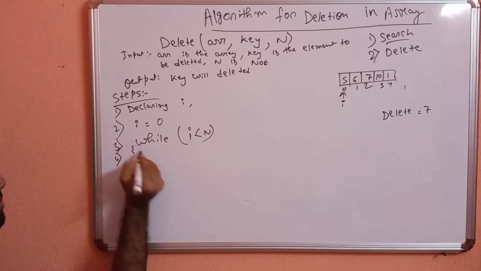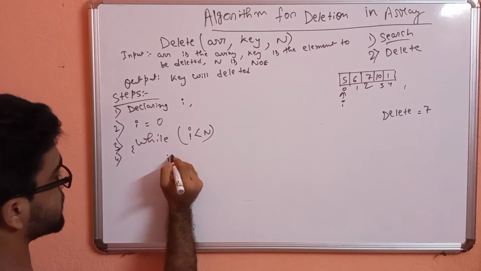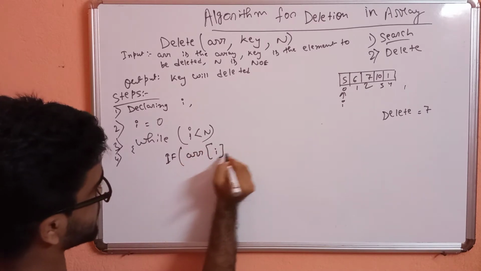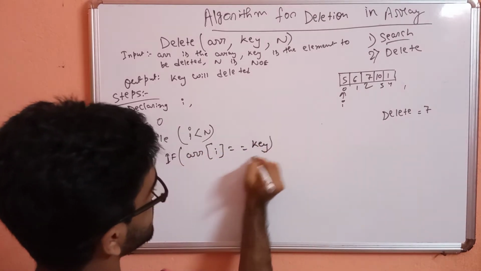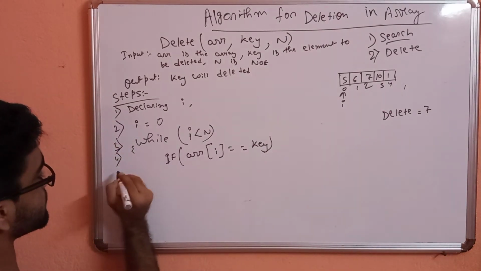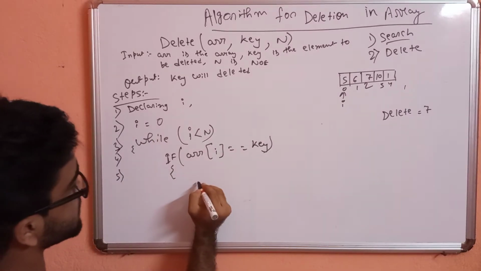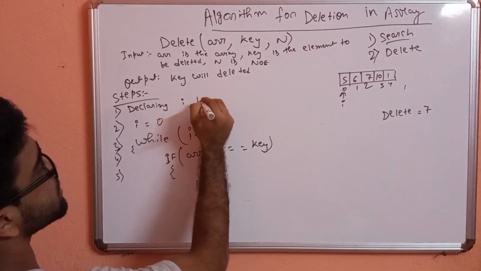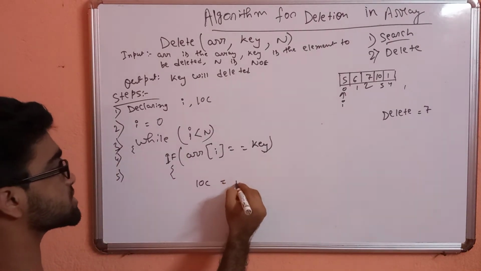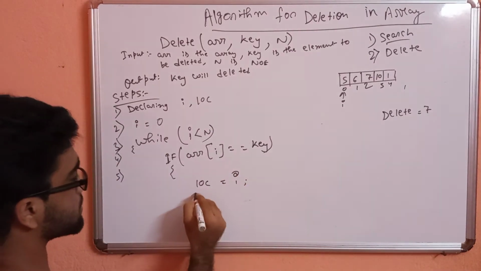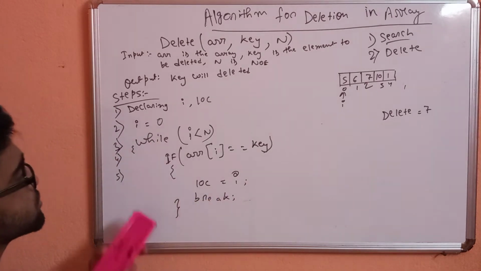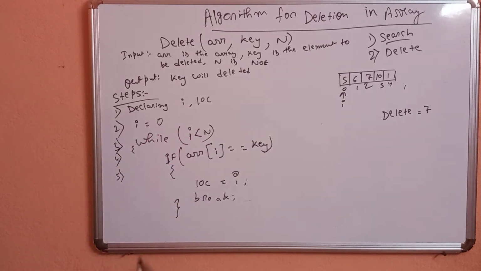In this loop we are searching for key. If ARR of I equals to key, if the value is found, that means if 7 is found, then we have to declare a variable LOC also. LOC, setting the location as I. Then break, breaking from the closest loop, that is the while loop.